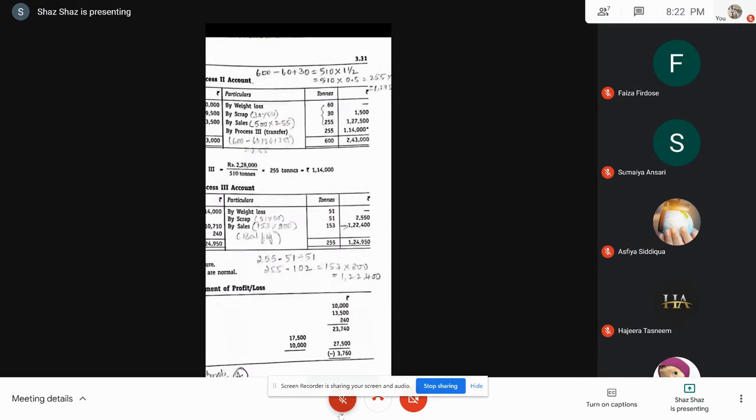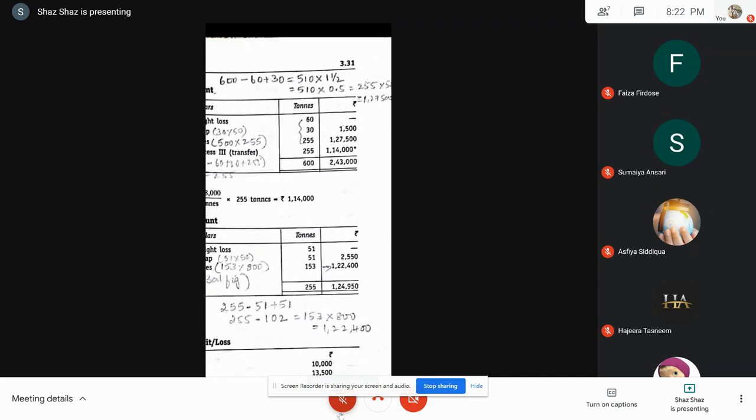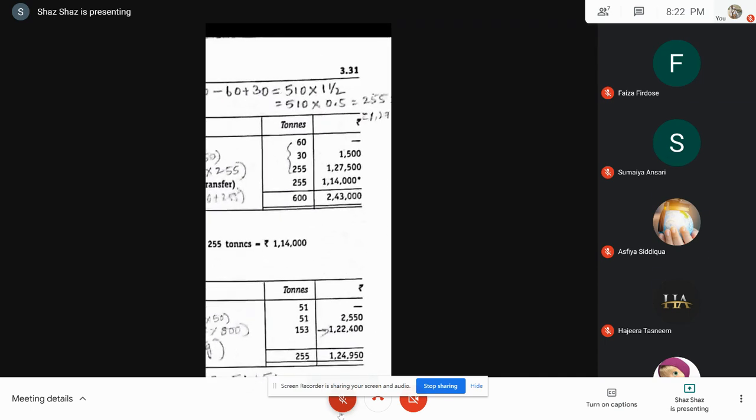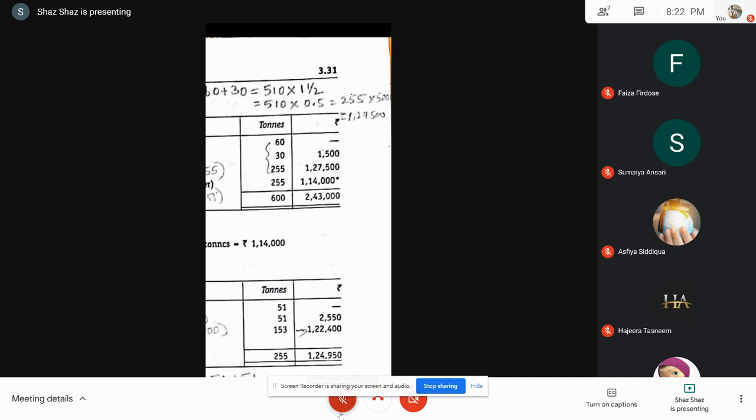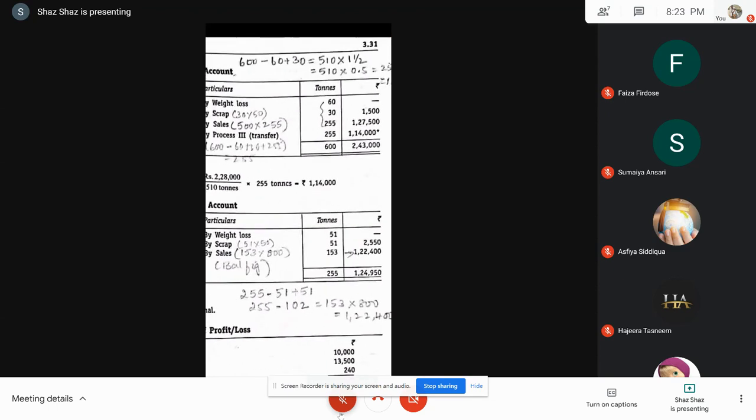Ab tumhe kuch tons mila, ye output ho gaya tumhara. Ab ye output ka one half lena. One half is nothing but 1 divided by 2 is 0.5. If you multiply this, you will get 0.5. Okay, so 1 half is nothing but 0.5. So 510 into 0.5 is 255. Samajh mein aa raha hai? Ab ye 255 tumhe kya karna? Yahan pe tons mein likhna.